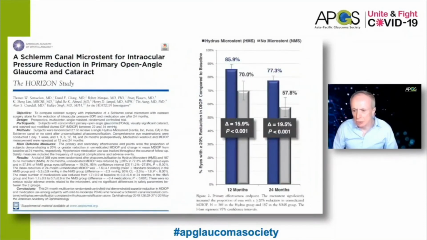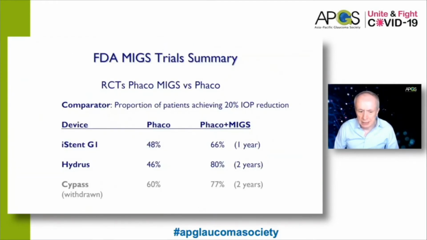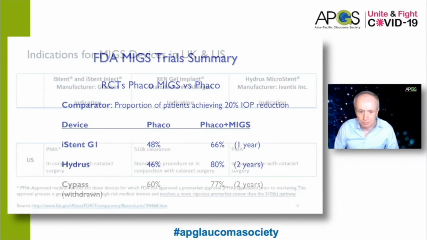And the evidence shows that they do leverage the benefit of cataract surgery. On their own, they don't seem to produce massive pressure reductions, but they do certainly produce better pressure reduction after cataract surgery than you would normally get. And I've included both the results of the initial Hydrus study and the G1 iStent study here, which shows the difference between phaco alone and phaco MIGS in terms of the proportion of patients achieving a 20% pressure drop.